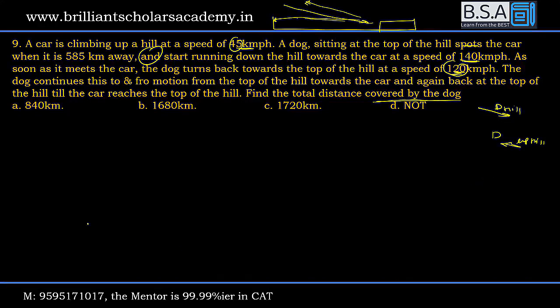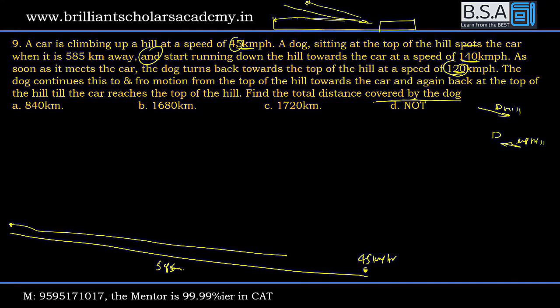So I wanted to visualize this scenario. Rather than creating a long hill, I'm using this small slant. Imagine this is 585 kilometers long. There is a car here, and the car is going up at a speed of 45 kilometers per hour. So when the dog notices this, the dog leaps forward, goes down at a speed of 140 kmph. Let us say the dog and car meet here.